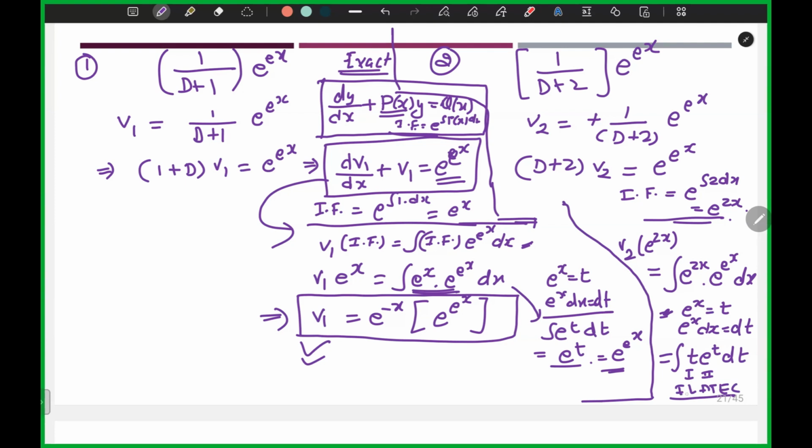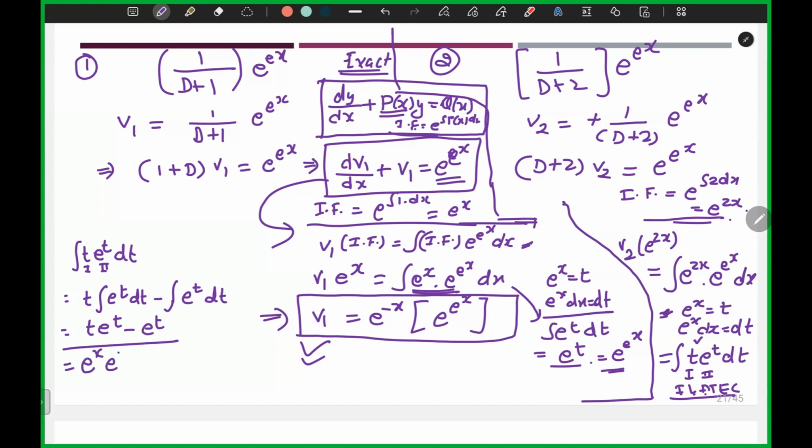Okay, ILA: inverse, logarithm, algebraic. So this is algebraic, so first is this. Integrating t e^t dt, it becomes first, second. So it is t times the integral of e^t dt, minus the integral of the differentiation of first and then integrate t. It becomes t e^t minus e^t. Now replace t by e^x. It is e^x e^(e^x) minus e^(e^x). This part is clear.